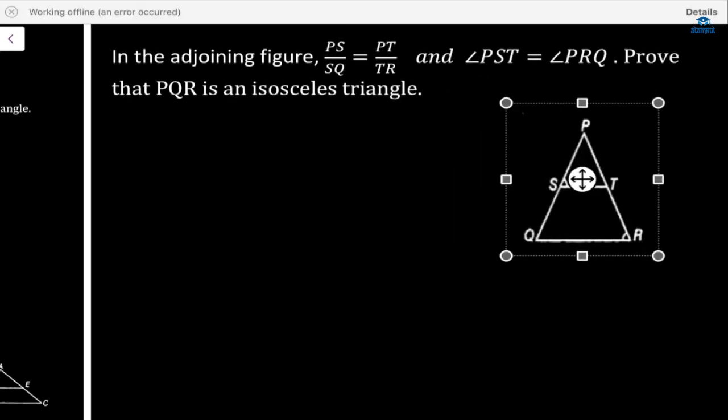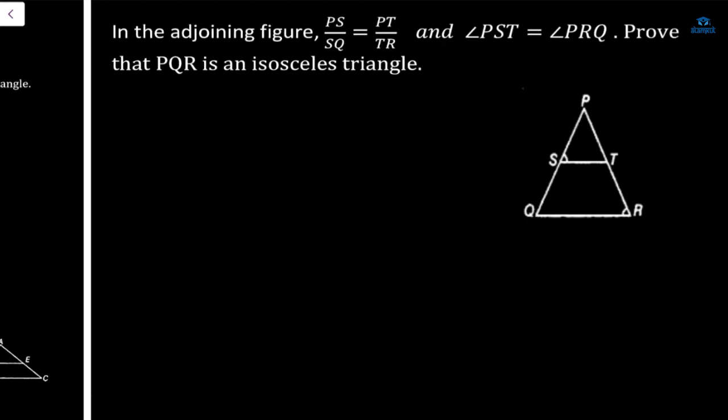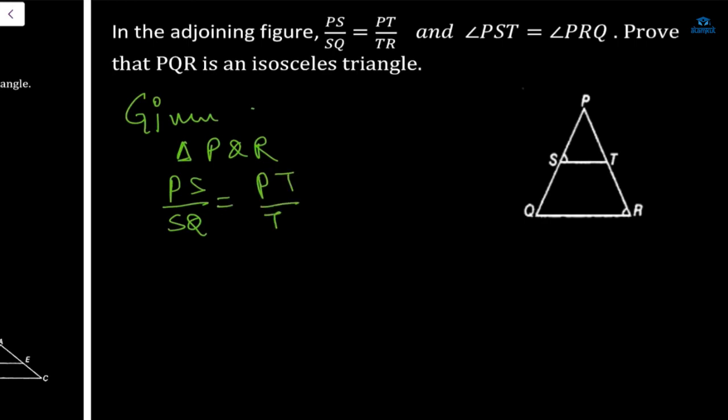Now you see here in the given figure, PS upon SQ is already mentioned. So what is given? Triangle PQR is given, where PS upon SQ is equal to PT upon TR, and angle PST is equal to angle PRQ. This angle is equal to this angle. It is mentioned already. Now what do you need to prove?